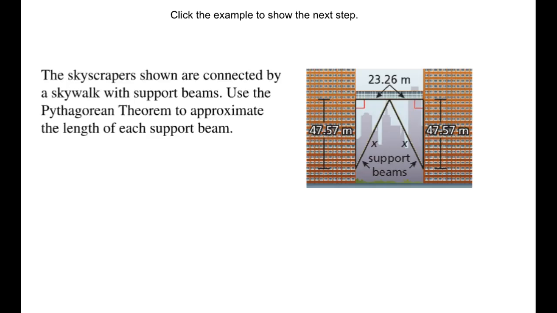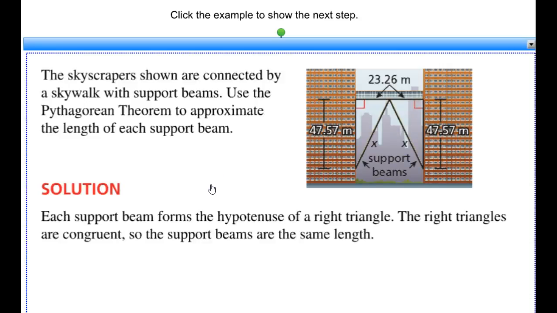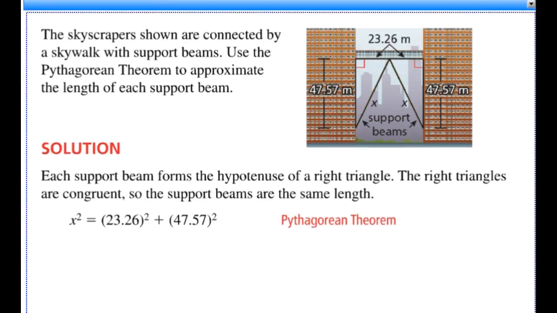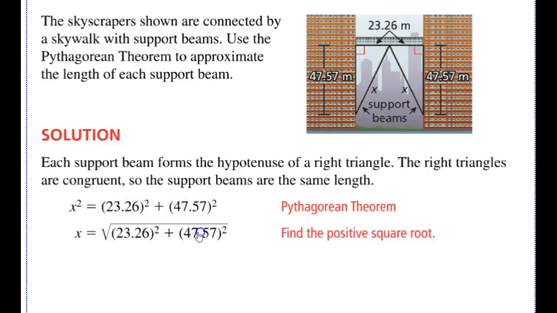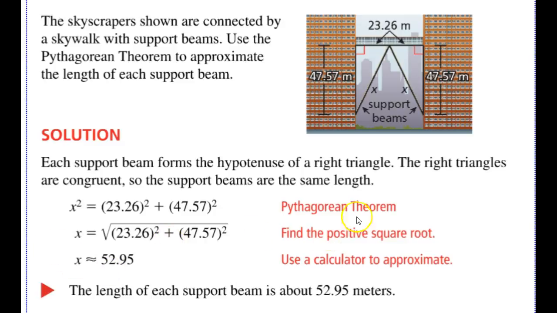Now here's a real world problem. The skyscrapers shown are connected by a skywalk with support beams. Use the Pythagorean theorem to approximate the length of each support beam. The first thing I see is that the support beams are the same length, and they're right triangles, so I can go from there. I write my Pythagorean theorem: x squared equals 23.26 squared plus 47.57 squared. Then I find the positive square root, and I use a calculator to approximate, because I don't know what these are mathematically. So the length of each support beam is about 52.95 meters.